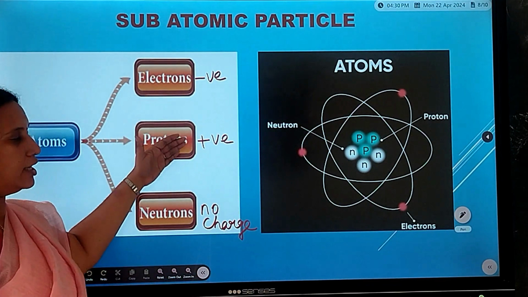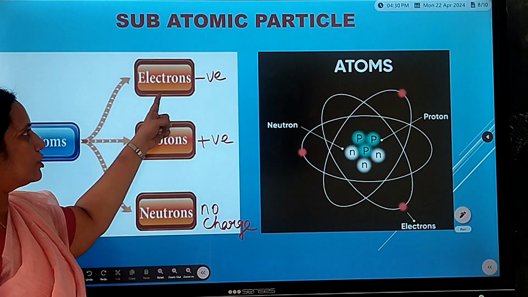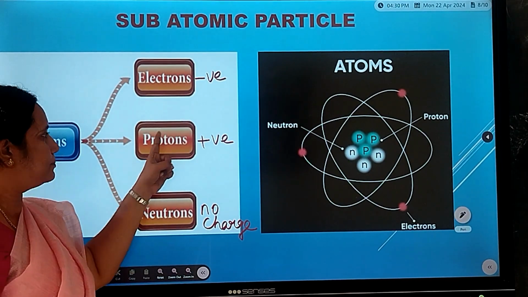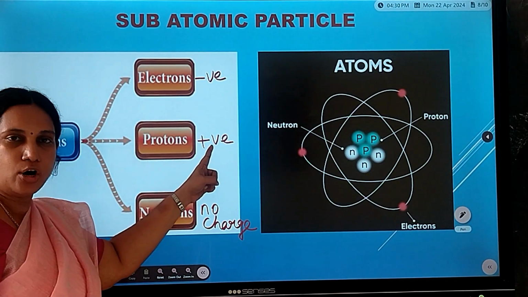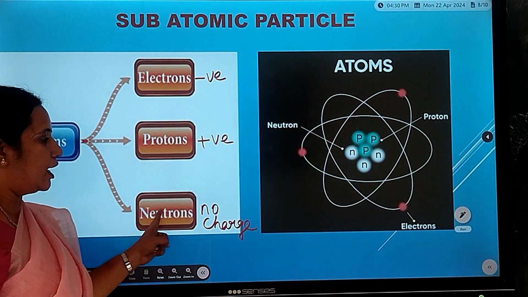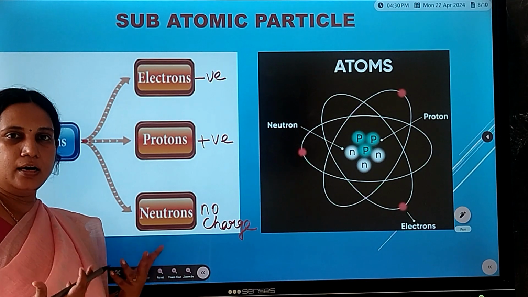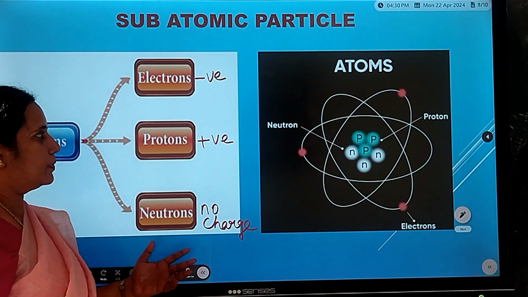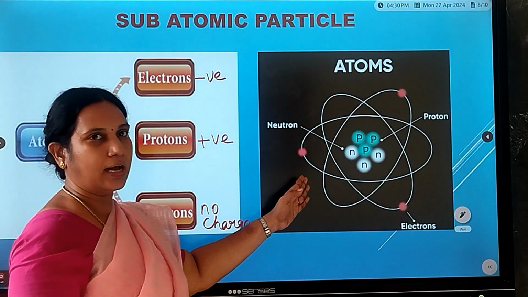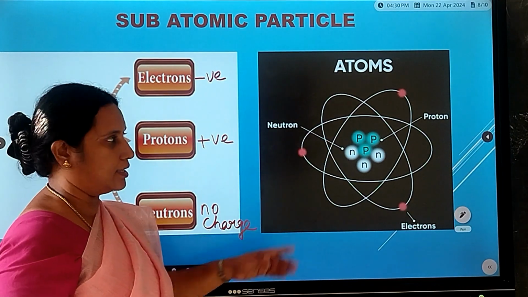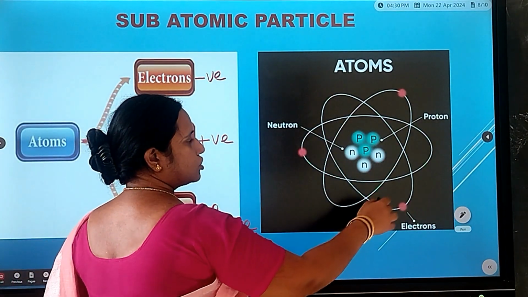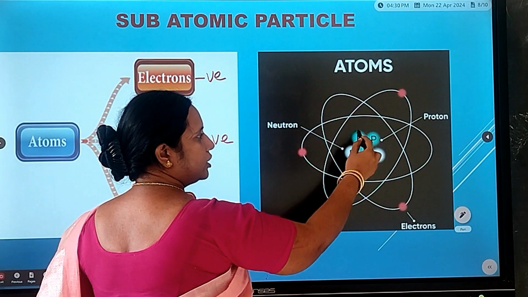Okay, these three are very important for you, children. Electron is a negatively charged particle, protons are positively charged particles, and neutrons have no charge. Okay, it has neither minus nor plus charge. So this is the structure of the atom which we are using nowadays. See the structure of the atom. In the center, you have the nucleus.